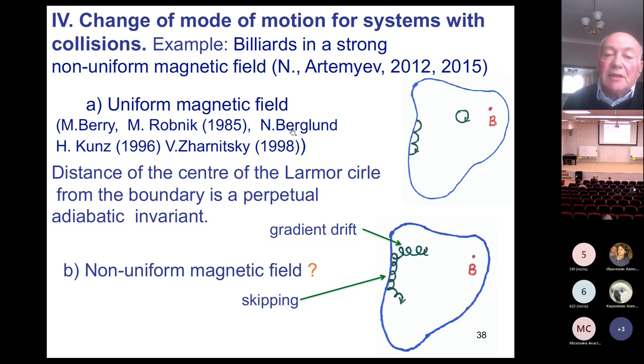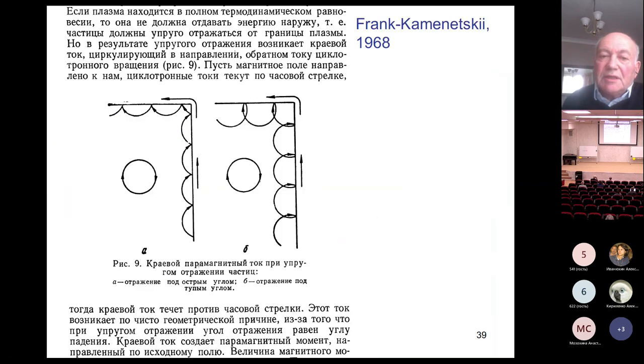It's described by these authors, but we are interested in the case when we have a non-uniform magnetic field. Then when we start far from the boundary, there is the so-called gradient drift. When we move close to the boundary, then we can have skipping motion along the boundary. We skip again and again. It turns out that this change of regime of motion leads to jumps of adiabatic invariant as well. And this is described in detail. I have no time to describe this.